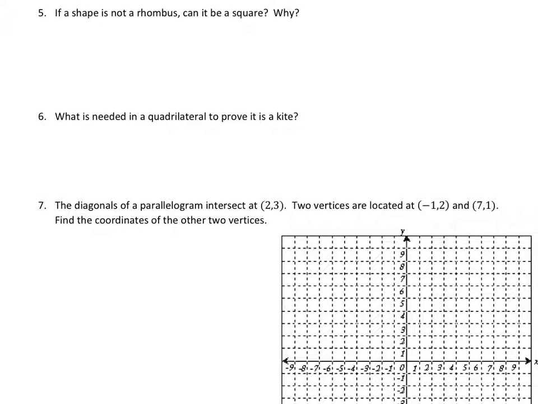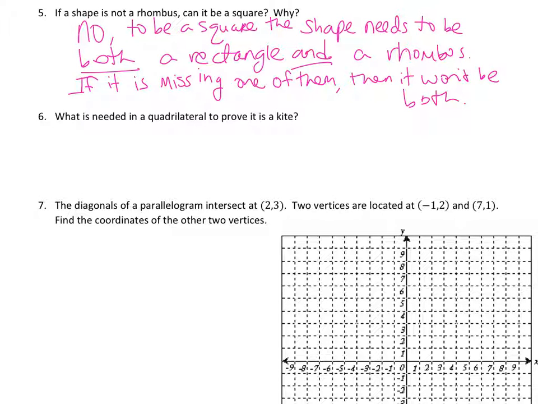So now, if we have explained that if a shape is not a rhombus, can it be a square, and why? And the reason is no. A shape needs to be both a rectangle and a rhombus to be a square, and if we're missing one of those shapes, then it cannot be a square.